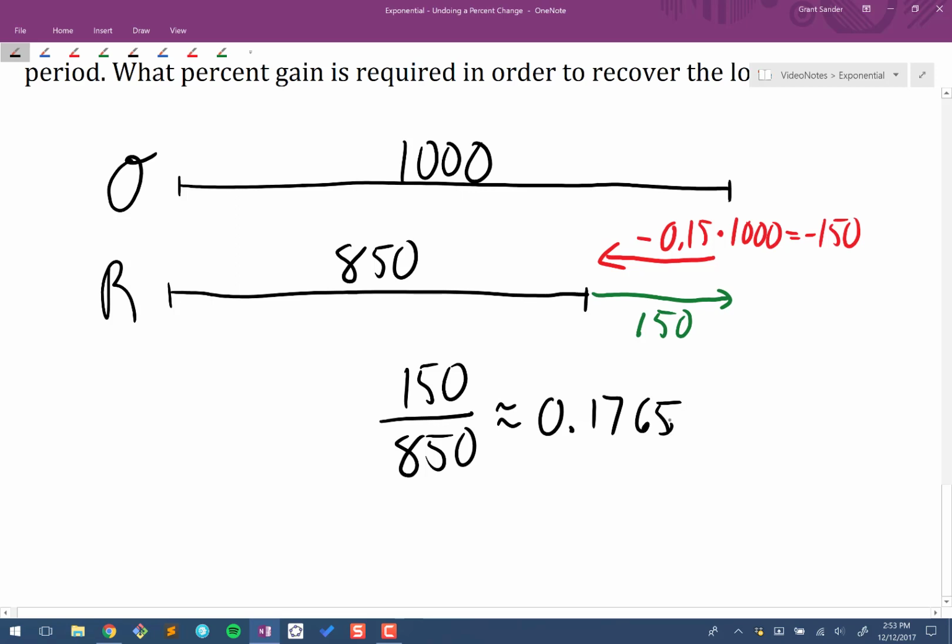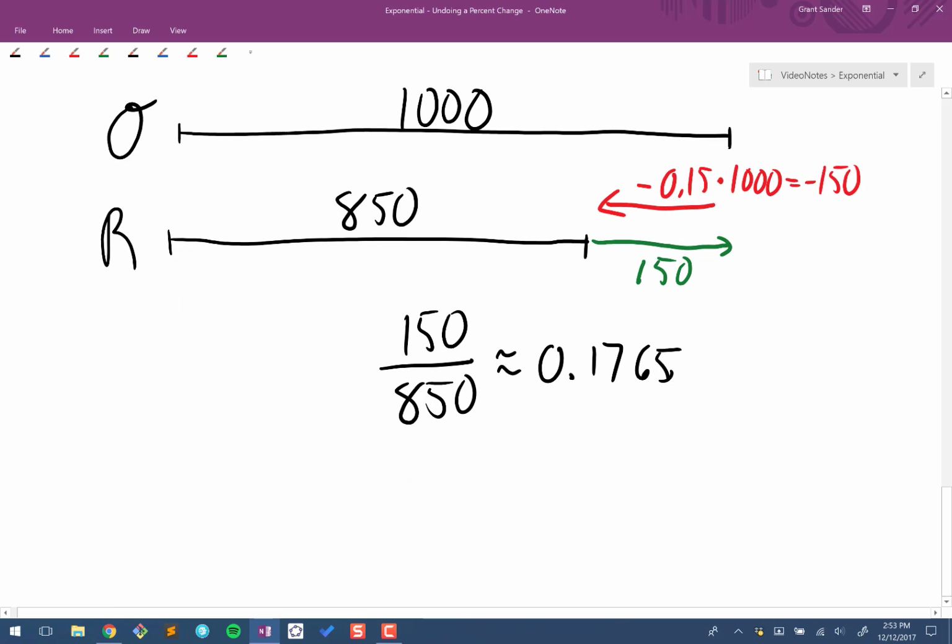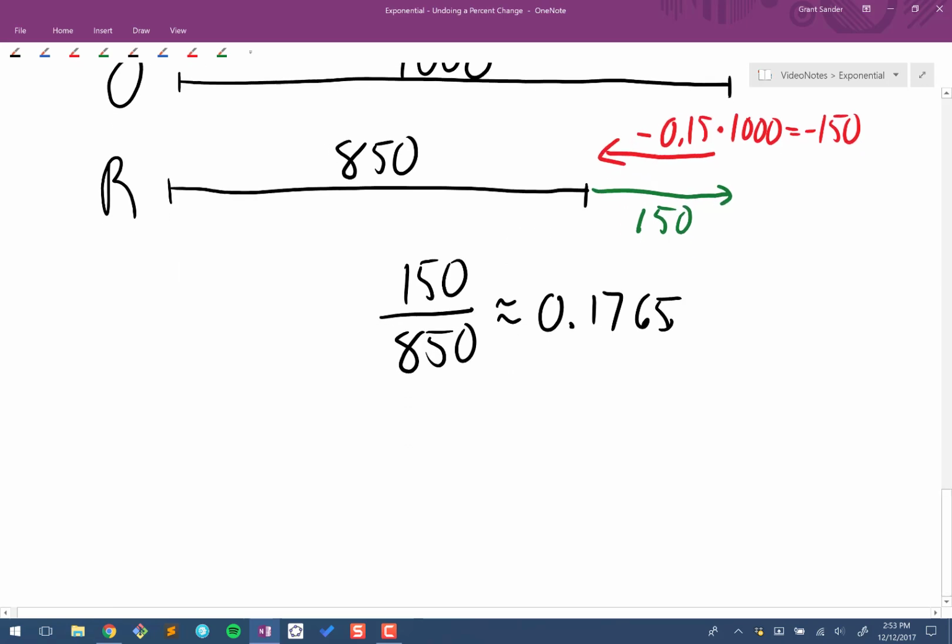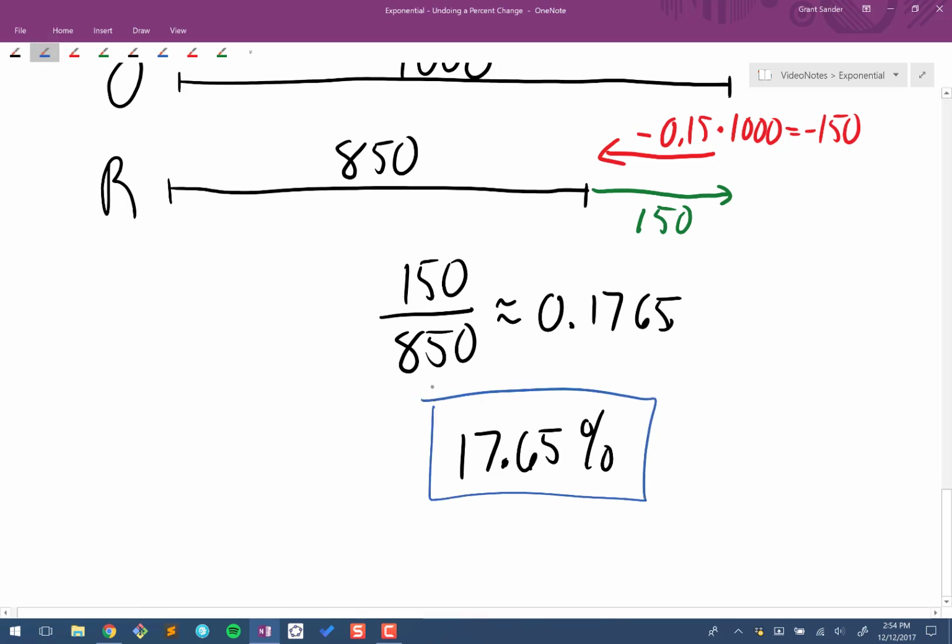So that $150 is about 0.1765 times as large as the reduced value, and therefore the value must increase by 17.65%. So the percent change needed to get back up to the $1,000 value is about 17.65.